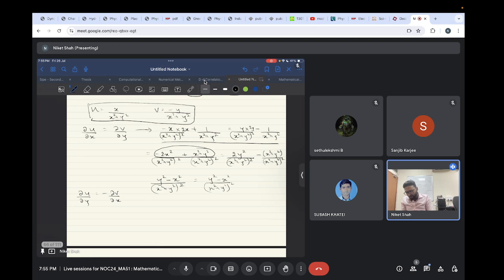Similarly, I have to evaluate del u by del y as well. So del u by del y is simply minus x divided by x square plus y square, the whole square, into 2y. Del v by del x is equal to minus y divided by x square plus y square, the whole square, into 2x.